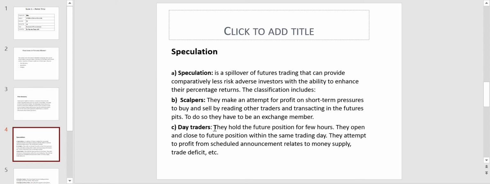Then you have got day traders. They hold the future position for few hours. Then they open and close the future position within the same trading day. For few hours they hold, and then the same trading day they will close the futures transaction, and they will see that there will be enough gains that they make through these type of transactions.